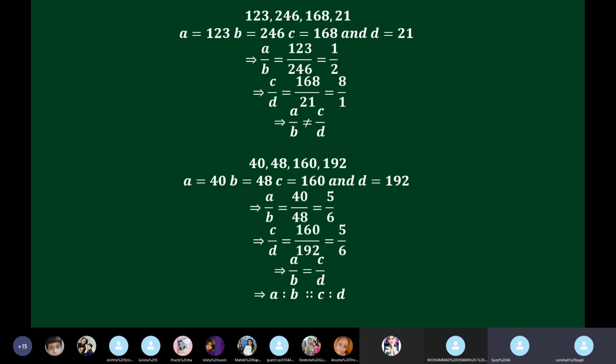a is to b is proportional to c is to d, so the final answer is 40 is to 48 is proportional to 160 is to 19. Did you understand the question? Yes, ma'am. Any confusion?